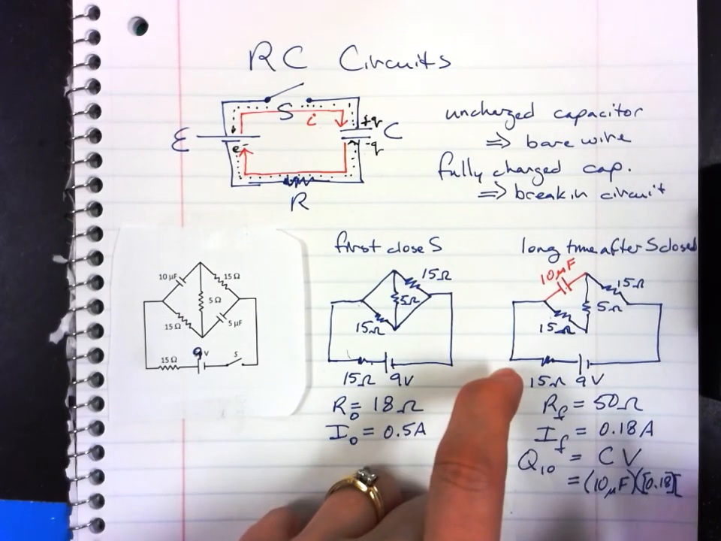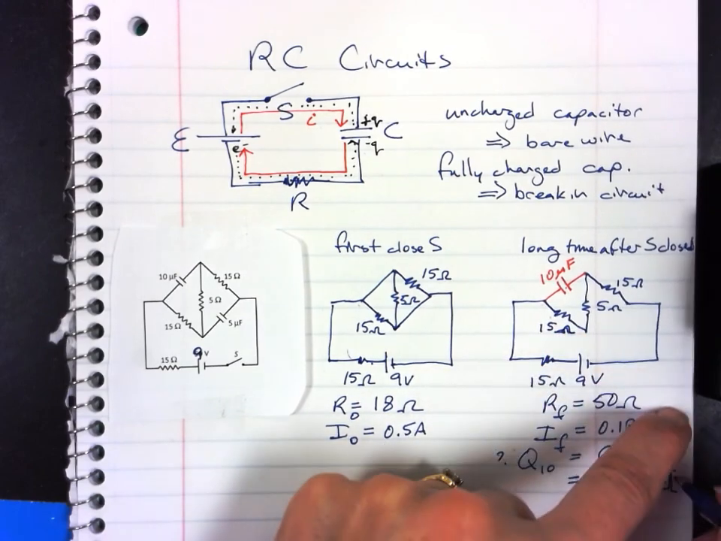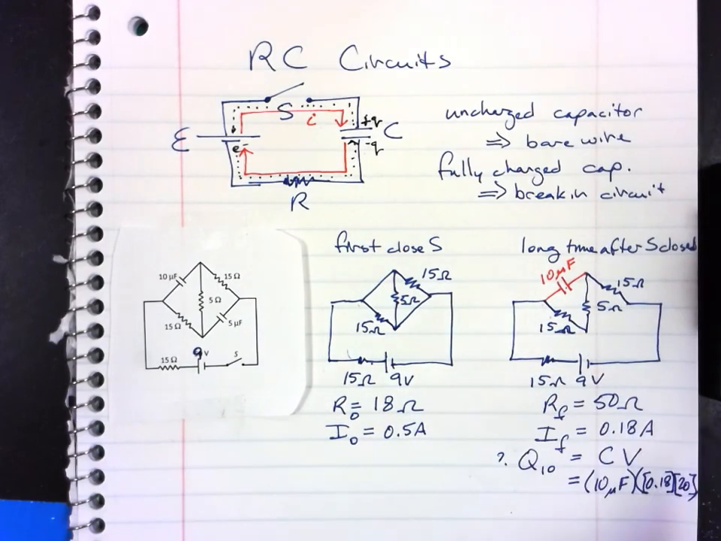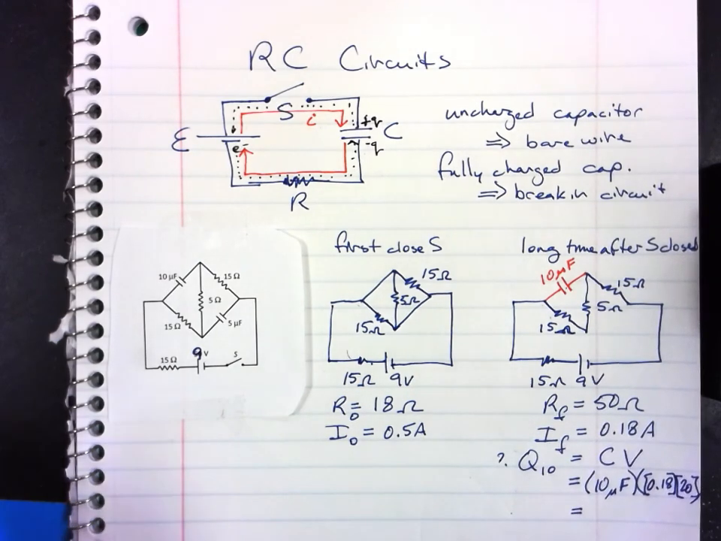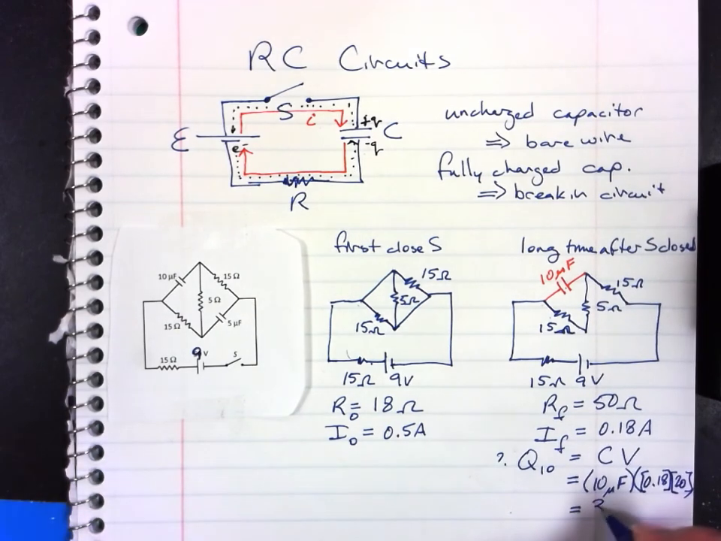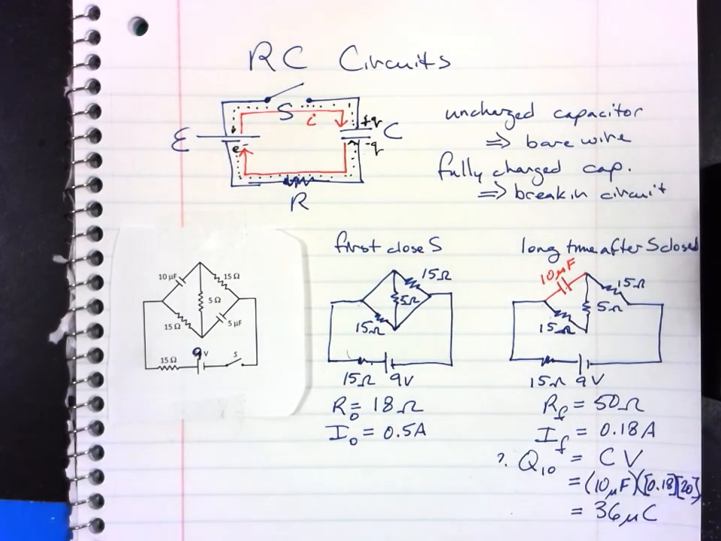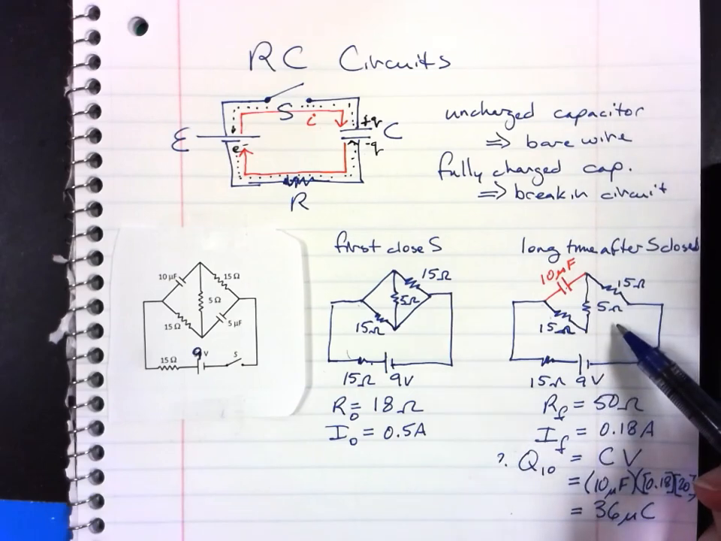And the resistance there is 20 that it's connected across. So its voltage is 0.18 times 20. And then if we multiply by the 10, 0.18 times 20 times 10, the charge stored on here is 36 microcoulombs.